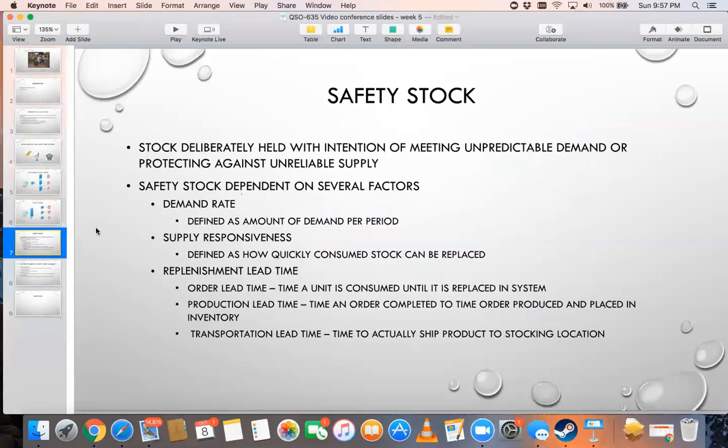All right. So safety stock. We went through a lot of this already, but I'm going to basically go over the factors related to safety stock. Quick definition: stock deliberately held with the intention of meeting unpredictable demand or protecting against unreliable supply. So we use this to protect against variation either at the vendor side or at the manufacturer side, the supplier side. Either way, okay.